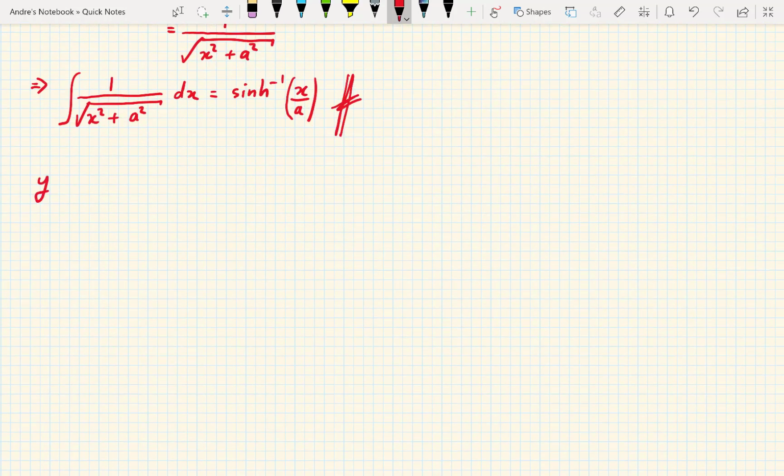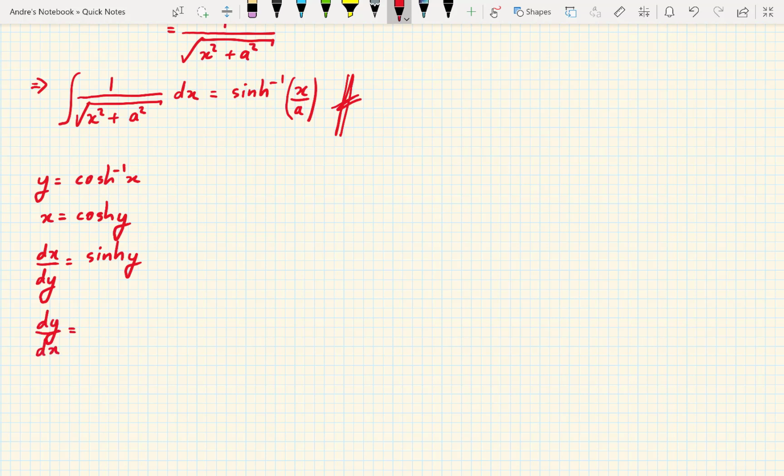Now let's define y equals the inverse cosh of x. So x equals cosh y, and therefore dx by dy equals sinh y. So dy by dx is 1 over sinh y, and because cosh squared minus sinh squared equals 1, we can write this as 1 over root cosh squared y minus 1, which is 1 over root x squared minus 1.